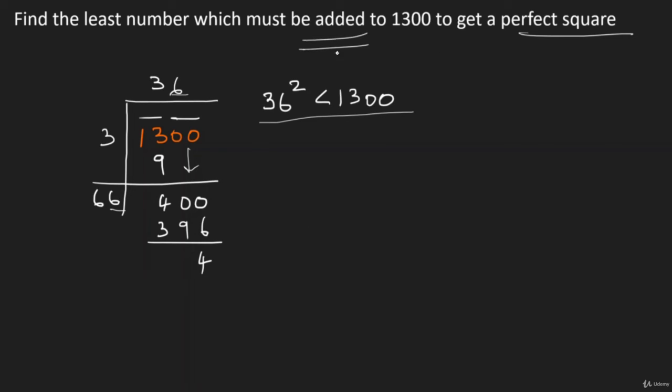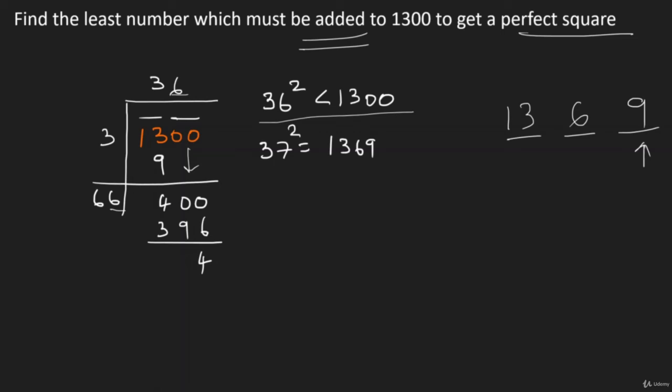Because the question asks us what should be added to 1300. So let's find 37 square, which is equal to 1369. And we know how to do that, right? You have to take 3 places, and to get this place over here, you do 7 square, which is 49. You write 9 over here and 4 gets carry forwarded. 3 into 7 is 21, into 2 is 42, plus 4 is 46. So write your 6 over here and 4 gets carry forwarded. 3 square is 9, plus 4 is 13. So you can see 37 square is 1369.